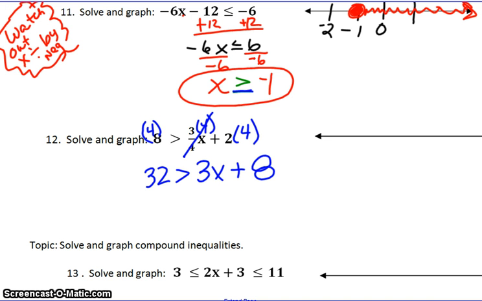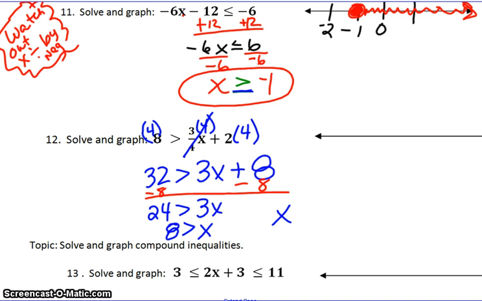Okay. Now I need to just solve it. I got rid of my fraction. I'd subtract 8 from both sides. All right, now I have that 3x is less than 24. Divide both sides by 3, x would be less than 8. And I'm reading it backwards. 8 is greater than x.